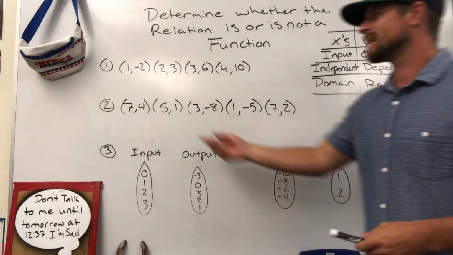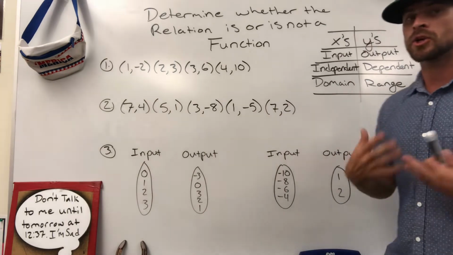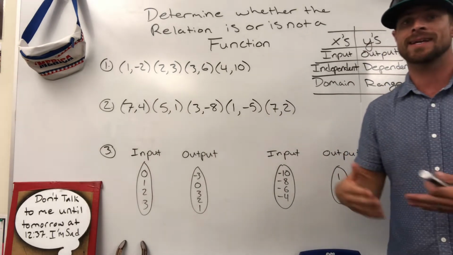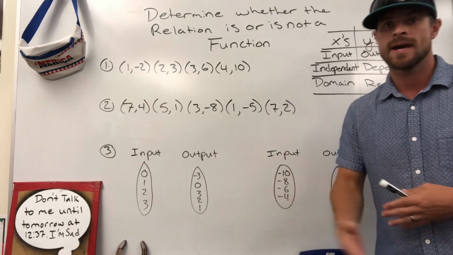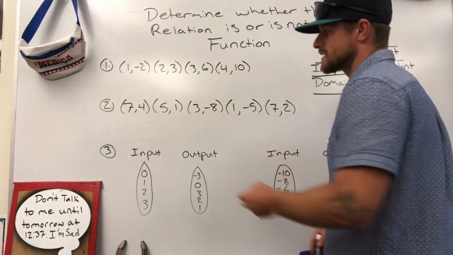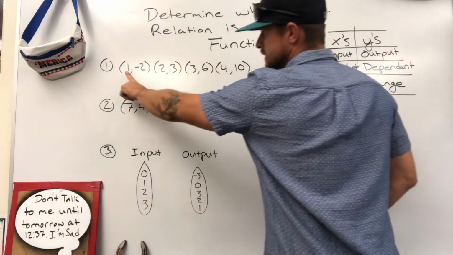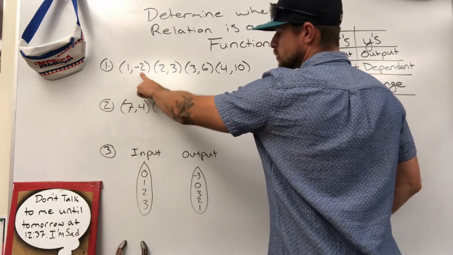So when you get a list of ordered pairs like we have here and here, we can determine if it's a function or not by deciding whether or not every input has exactly one output. So the best way to do that is just focus on your X's. Your inputs are your X's, inputs are the X's. So does the input of 1 only produce one output?